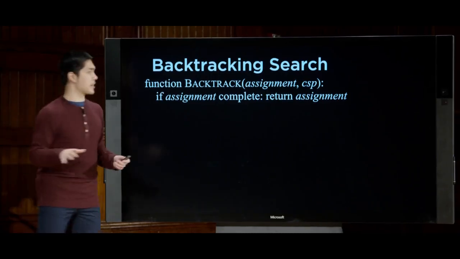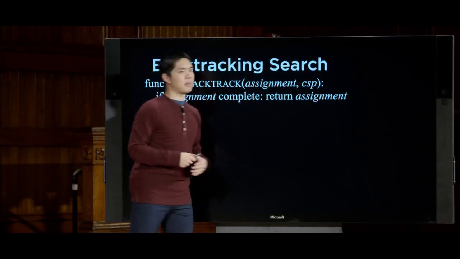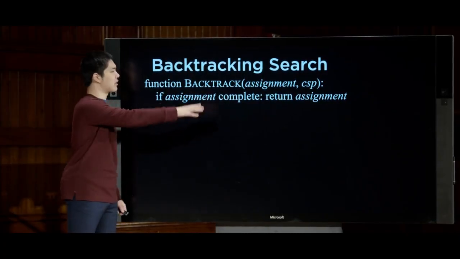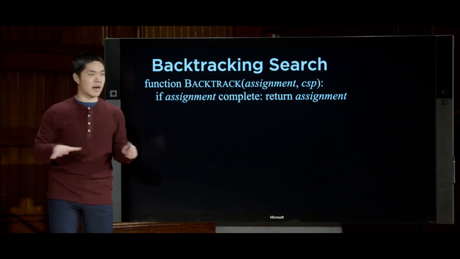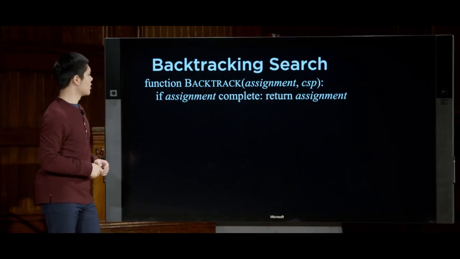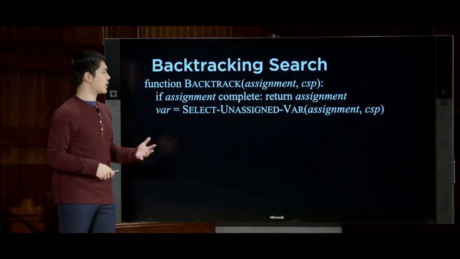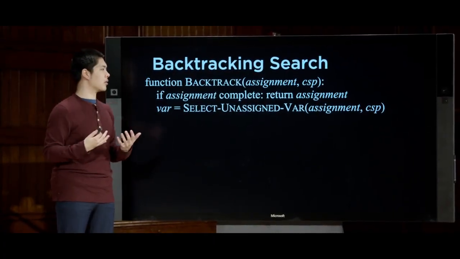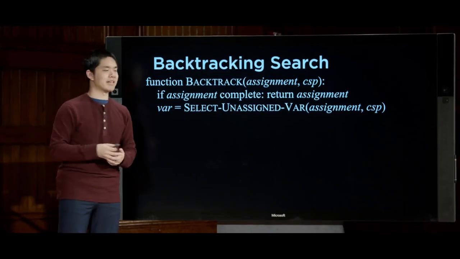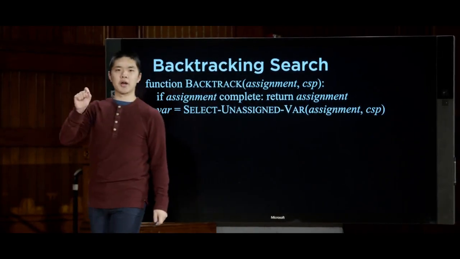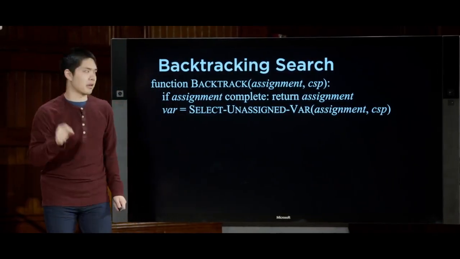That, of course, won't be true initially, because we start with an empty assignment. But over time, we might add things to that assignment. So if ever the assignment actually is complete, then we're done. Then just go ahead and return that assignment. But otherwise, there's some work to be done. So what we'll need to do is select an unassigned variable for this particular problem. So we need to take the problem, look at the variables that have already been assigned, and pick a variable that has not yet been assigned.